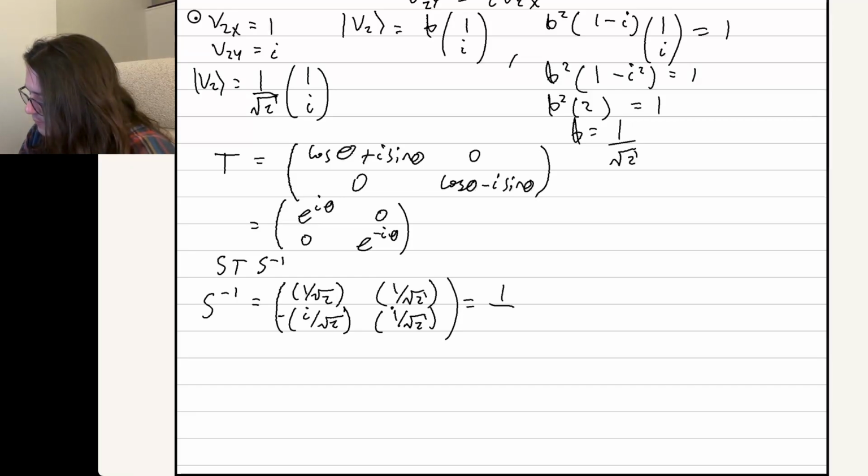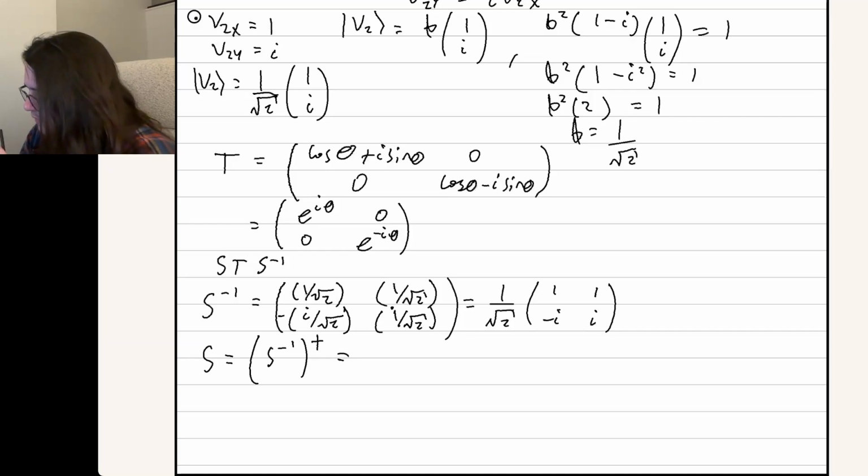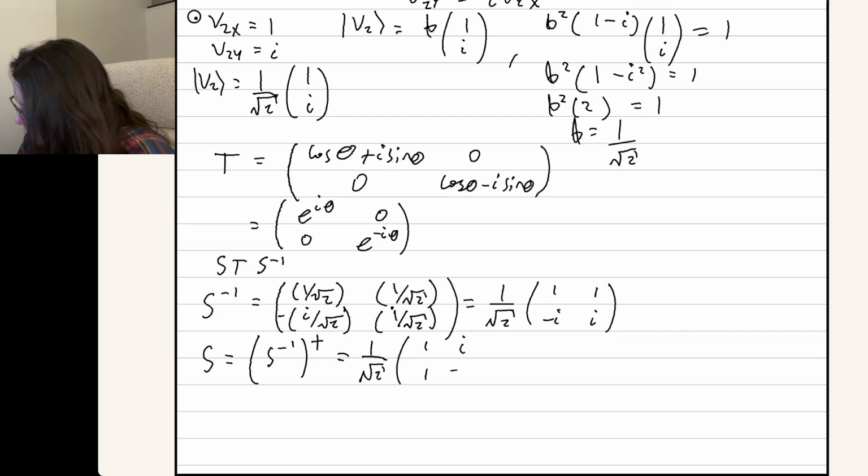Instead of writing it like that, we're going to pull the factor of 1 over root 2 out, and then just have 1, minus i, 1, i here. To get S, it'll actually be the Hermitian conjugate of the inverse because it's a unitary matrix. So we're just going to have to take the transpose and then do the complex conjugate of the transpose. So that looks like 1, 1 here, and then i, minus i. Yes, that is what it'll look like.